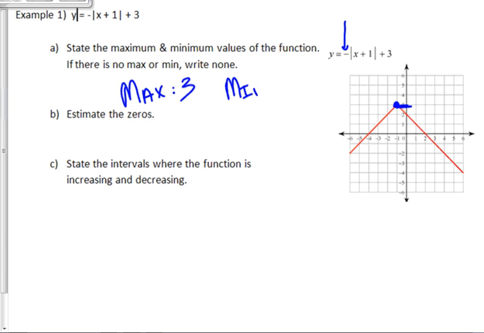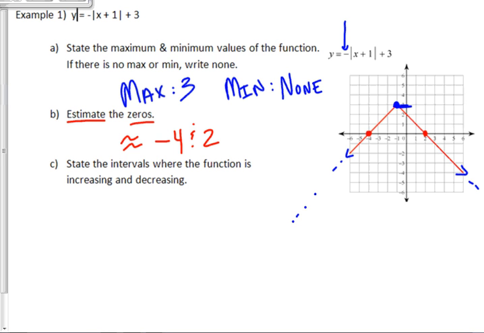The min, the lowest point of the graph, actually, it doesn't have one. The reason why is this graph goes on forever and continues on, and it'll never have a minimum. So the minimum here is going to be none. Estimating the zeros of the graph. Again, it's an estimate. The estimate's where the graph crosses the x-axis. So it crosses my x-axis here and there, and it looks like we have -4 and 2 would be my zeros.